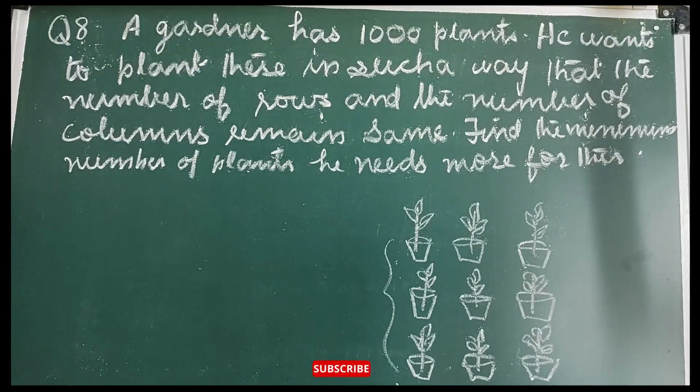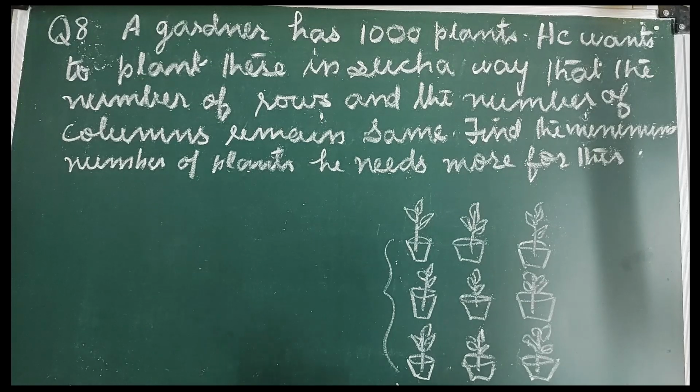Question number 8. A gardener has 1,000 plants. He wants to plant these in such a way that the number of rows and the number of columns remain the same. Find the minimum number of plants he needs more for this.